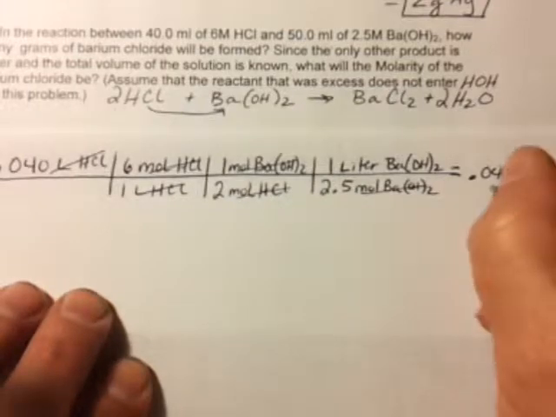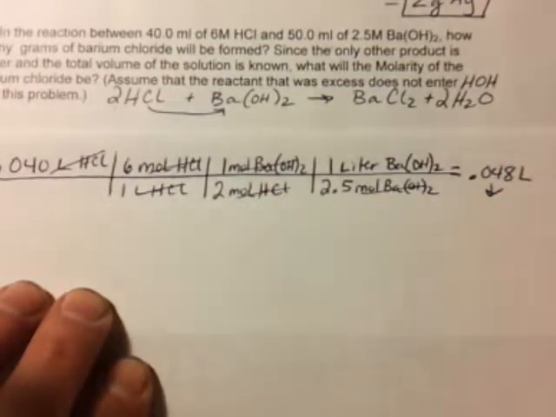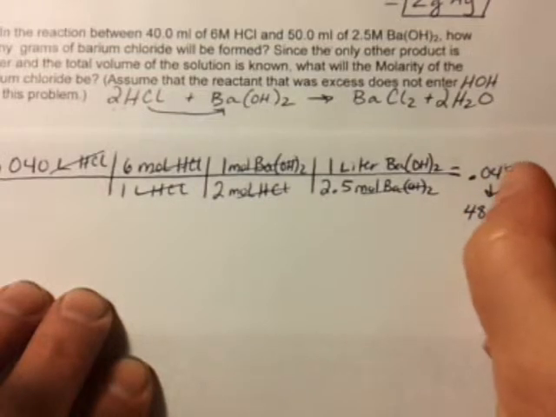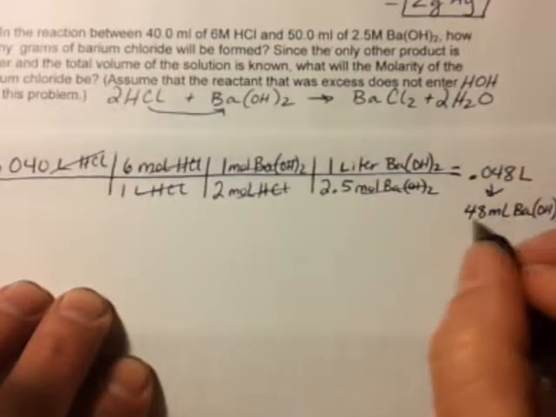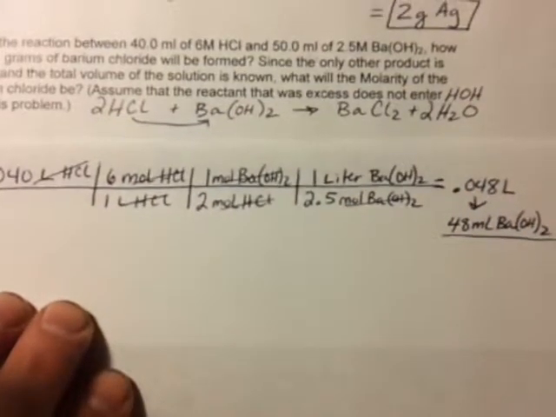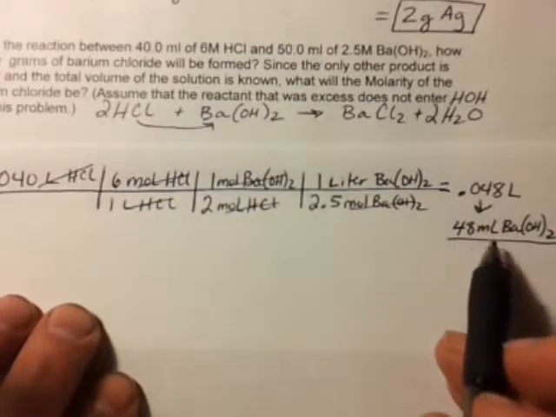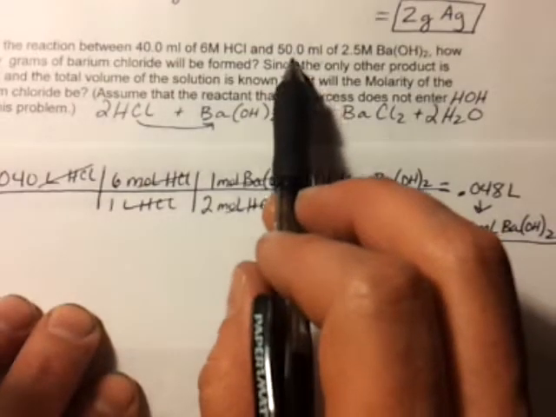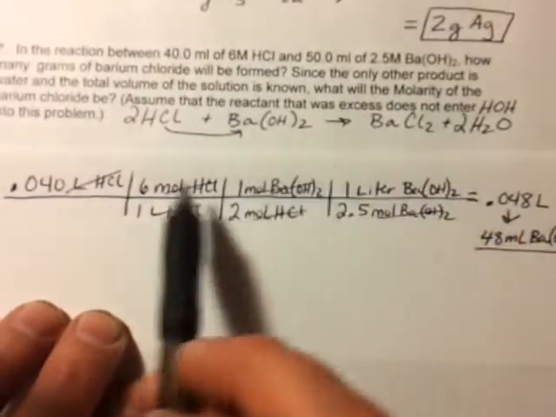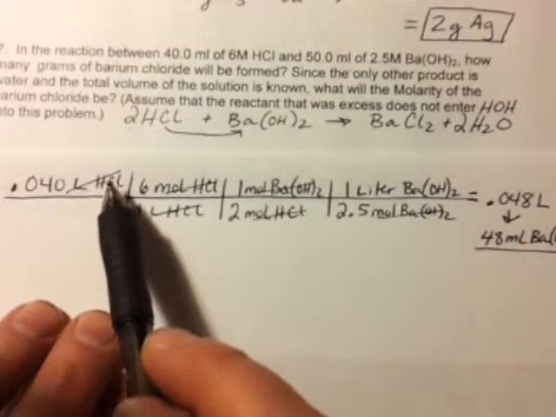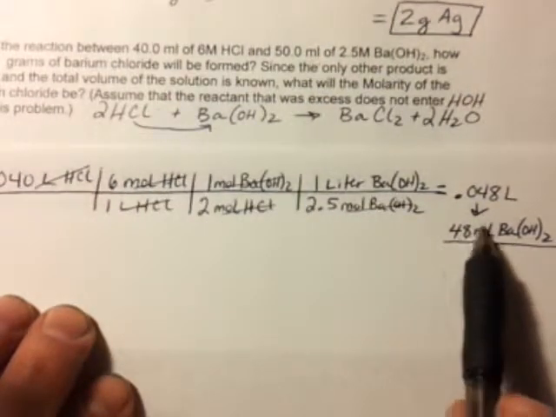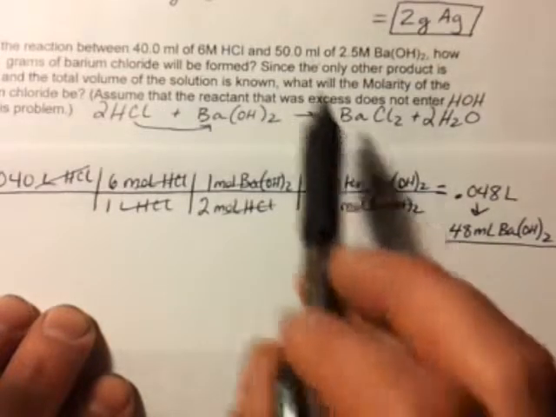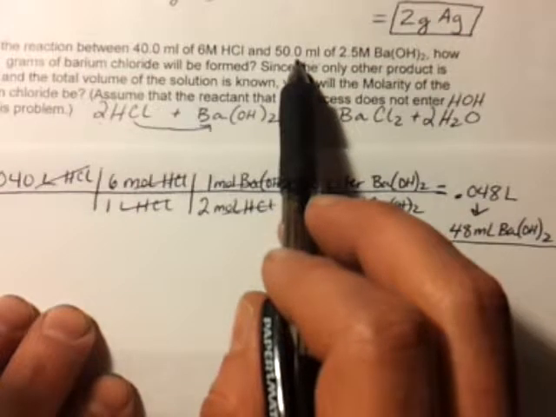Alright, I'm going to multiply this by 1,000 so I can get milliliters, and that's going to give me 48 milliliters of barium hydroxide. Okay, so this is a number that I'm going to use right now to figure out what my limiting reactant is. Well, how much barium hydroxide do I actually have? If I look, I've got 50 milliliters. So remember, this problem is saying you want to use up all 40 milliliters of HCl, you're going to need 48 milliliters of barium hydroxide. Well, how much do I actually have? I've got 50 right here in the problem.